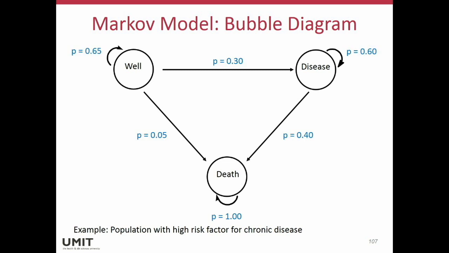So next, we need to define the respective transition probabilities. For staying in well, here we have the probability of 0.65. Then there is a rather high probability of 30% that the people get the disease, and a 5% chance, which is pretty high, that people die. And if they have the disease, there is a 40% chance that they die.